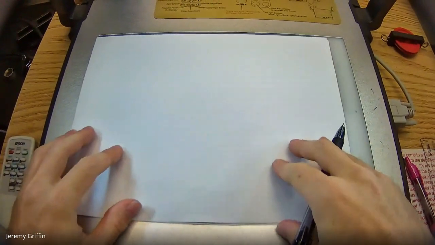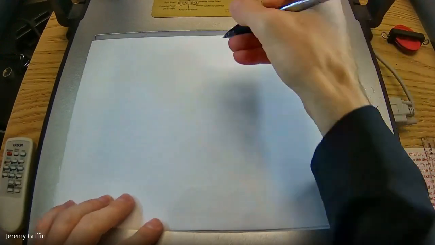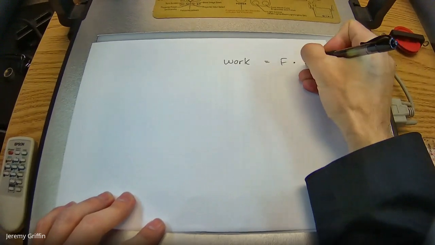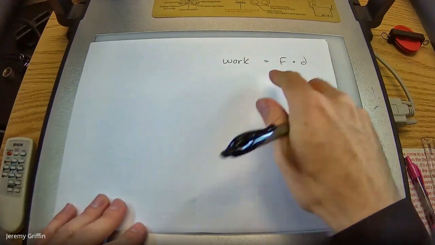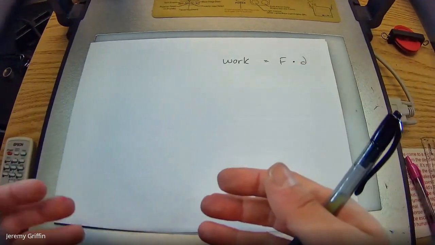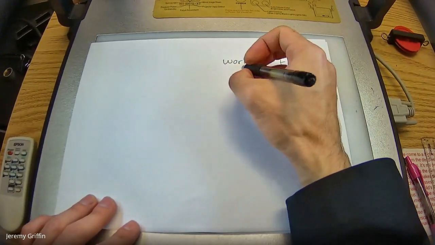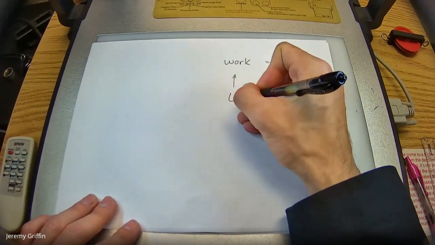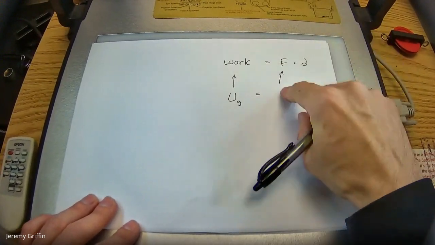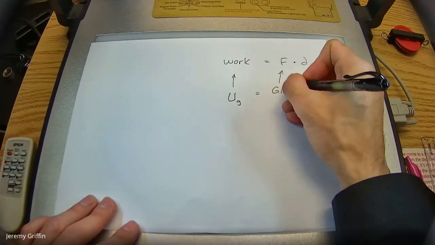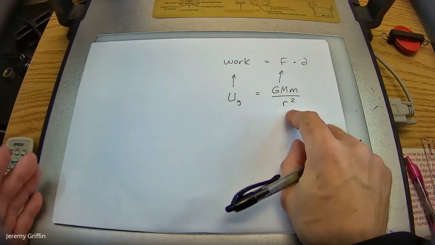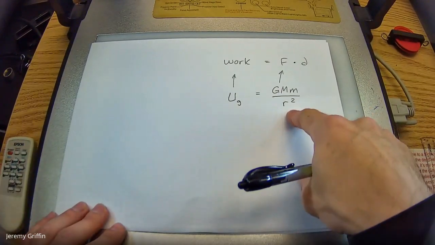All right, so you guys remember how work is equal to force times distance? Well, dot product. And the work you put into something like lifting it would be the potential energy that it gets. So I'm going to say that U, potential energy, maybe gravitational potential, we're looking from a universal point of view. Well, from a universal point of view, isn't force the universal gravity constant times the two masses multiplied together divided by the distance between them squared, GMm over r squared? That's force, right?